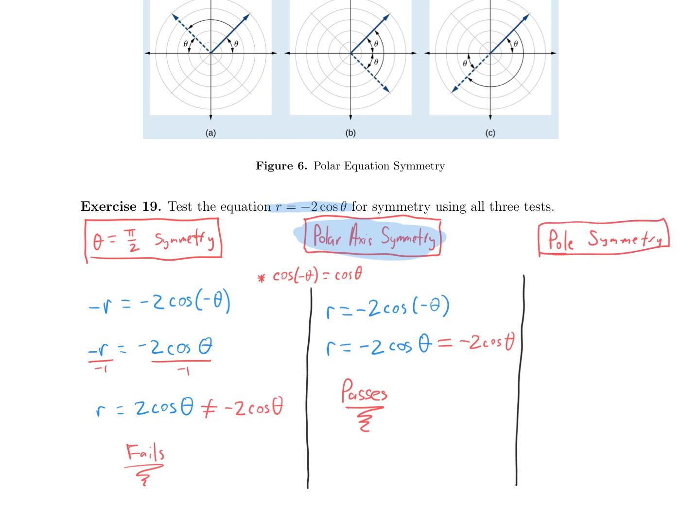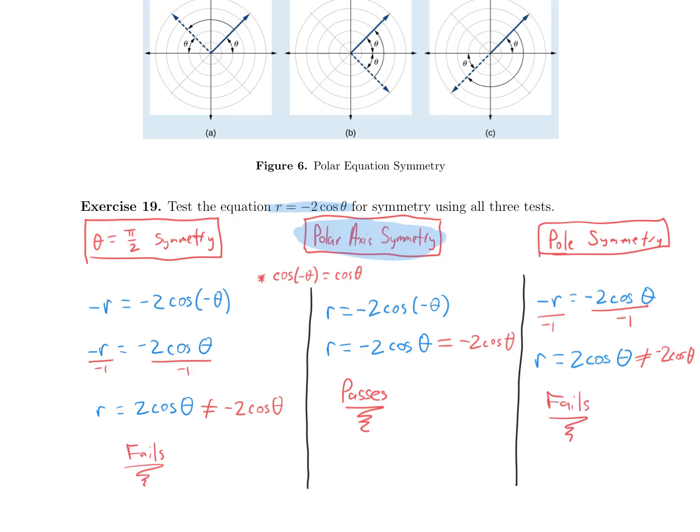And for that one, we just replace r with negative r. So let's do that now. So r becomes negative r. Theta stays the same. Divide by negative 1 to solve for r. And we end up with r equals 2 cos theta, which, if you compare it to the original equation, does not equal negative 2 cos theta, which means it fails this test.